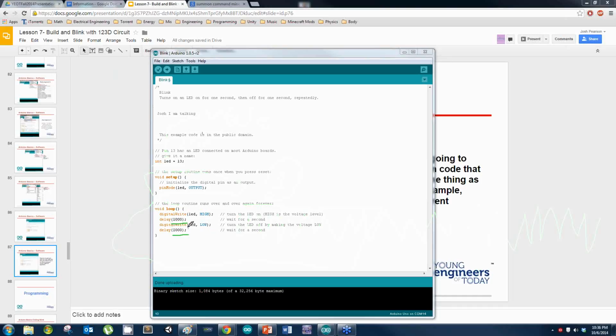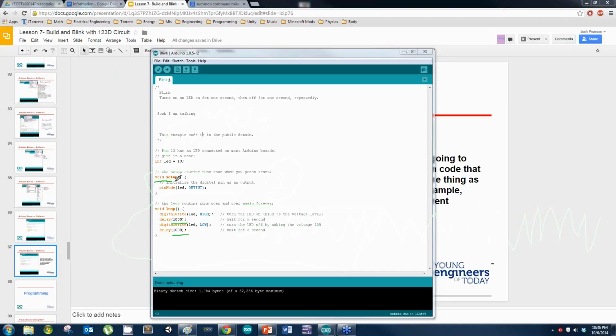The digital write LED low, that's just saying that it's now off. So this is high, that's off. All this digital write stuff is just signifying that I'm using the digital pins.